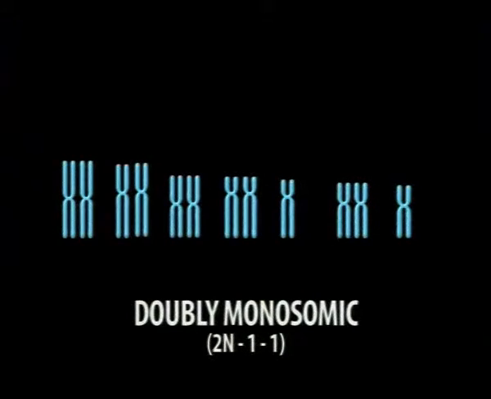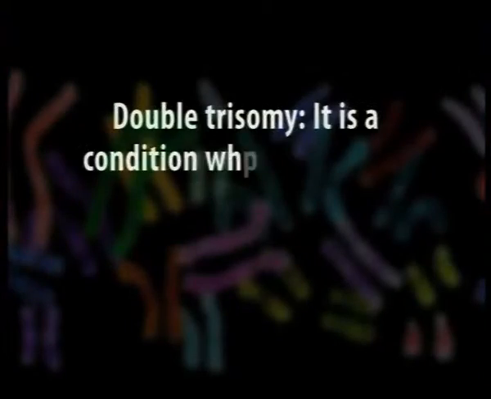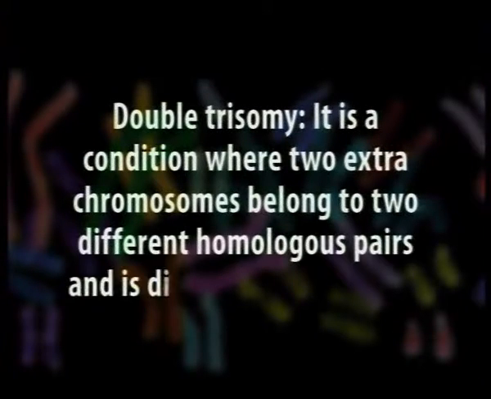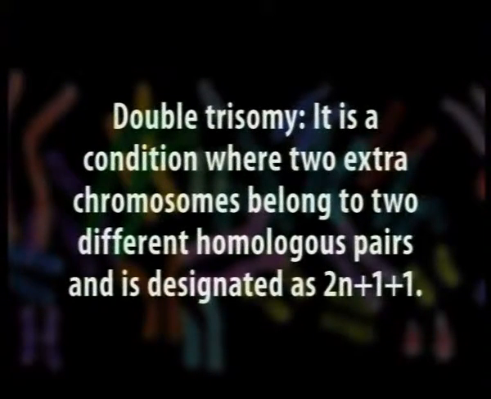For example, we have double monosomy condition, where in an individual 2 different chromosomes from 2 different homologous pairs are missing, and such an individual is designated by 2n minus 1 condition. Or we have a double trisomy, where 2 different chromosome pairs have an extra chromosome and is designated by 2n plus 1 condition.